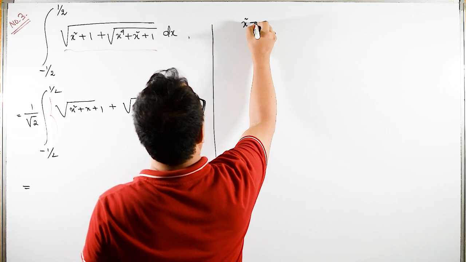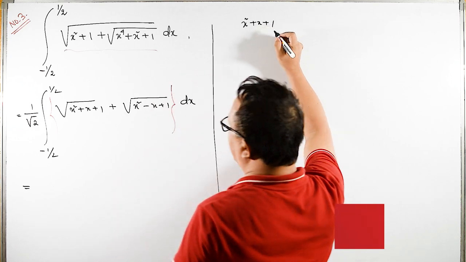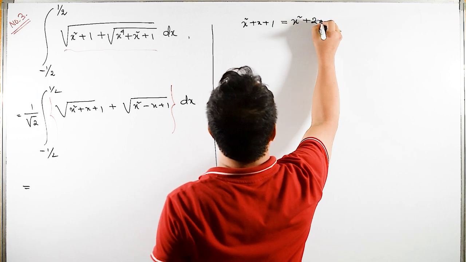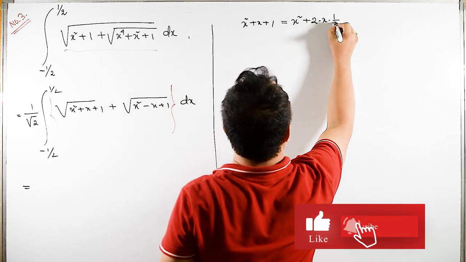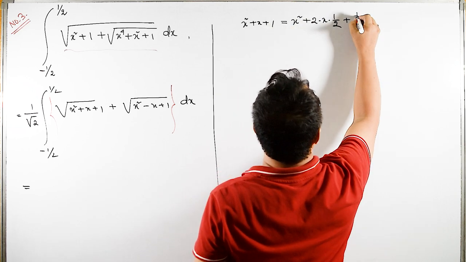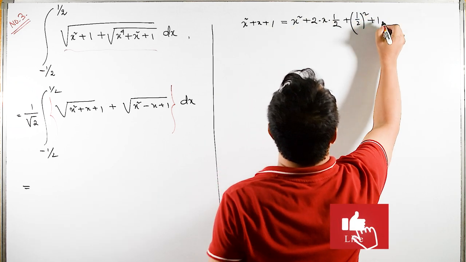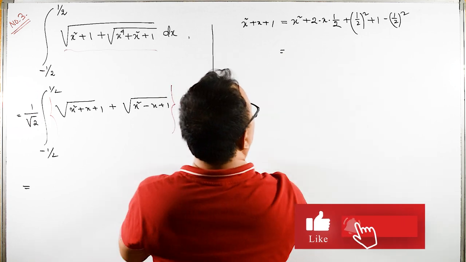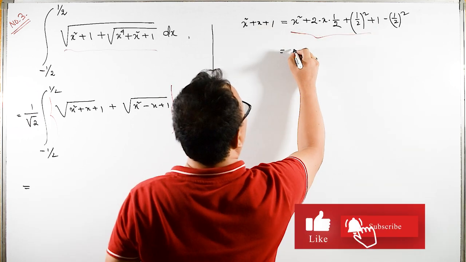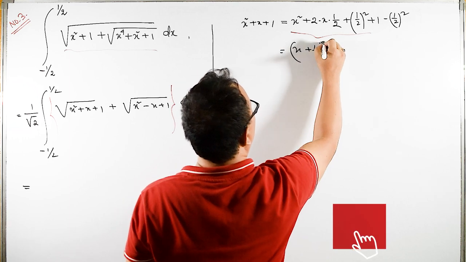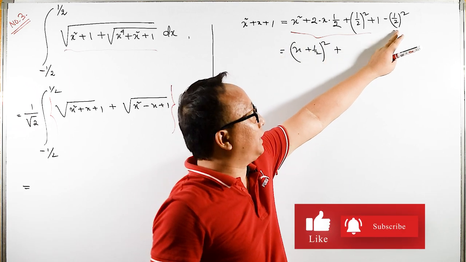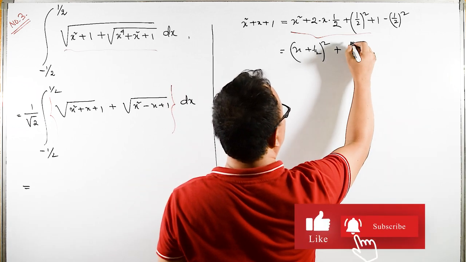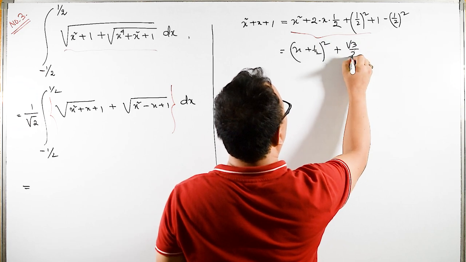Now we have x square plus x plus 1, so let's make a perfect square. If I am to make a perfect square, then x square plus twice x times 1 by 2 plus 1 by 2 the whole square, plus 1, but this is extra, so minus 1 by 2 the whole square. Then from here it is x plus 1 by 2 the whole square plus 1 minus 1 by 4, which is 3 by 4. 3 by 4 is the same as root 3 by 2 the whole square.